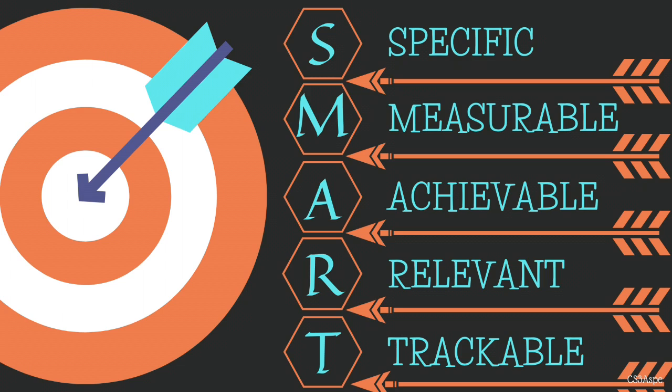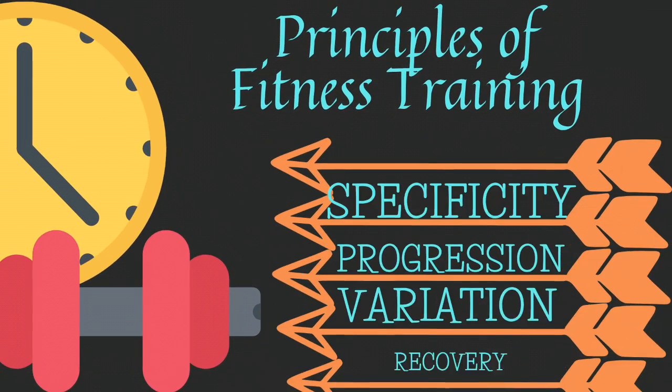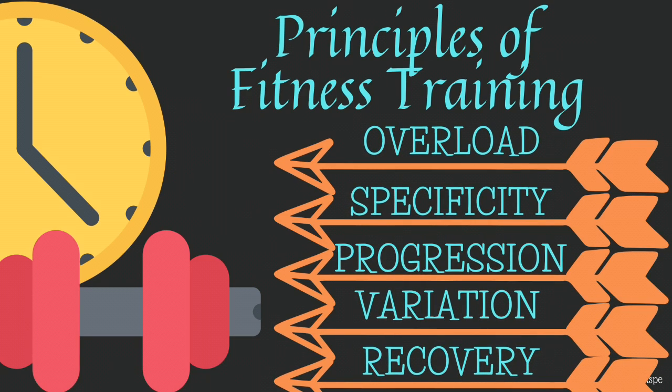R for relevant, your goal should be important to you. Can you realistically achieve it? And T for trackable. Recording your progress helps you see what you have achieved, and when exactly you want to accomplish it. There you have it, a SMART goal to start your exercise program.